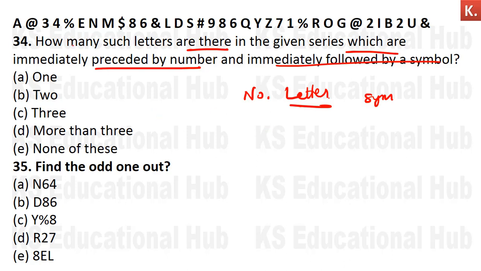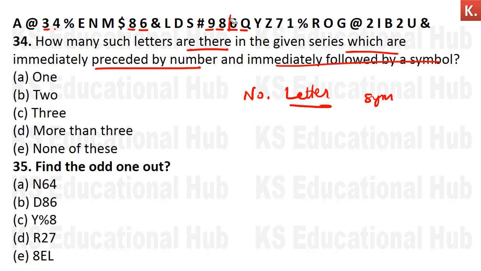Firstly, number here is not followed by a letter, so it cannot be considered. The next number is here, not followed by a letter. Again, number here, not followed by a letter. Number here, not followed by a letter. Number here, not followed by a letter. Now a number is followed by a letter, but that letter is not followed by a symbol. So this cannot be considered as well.